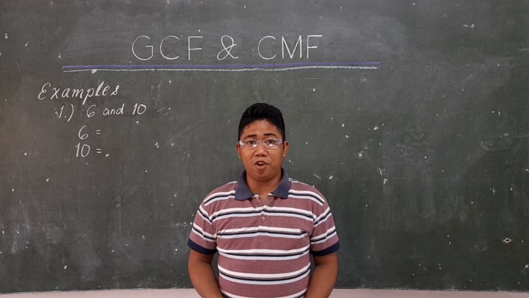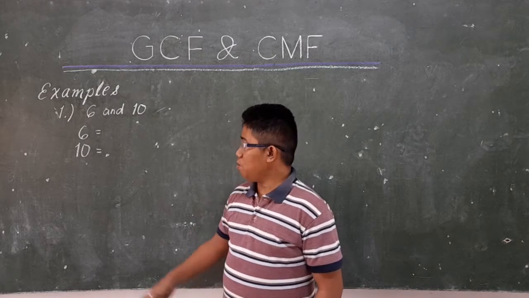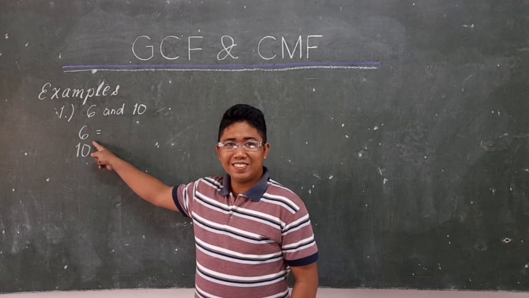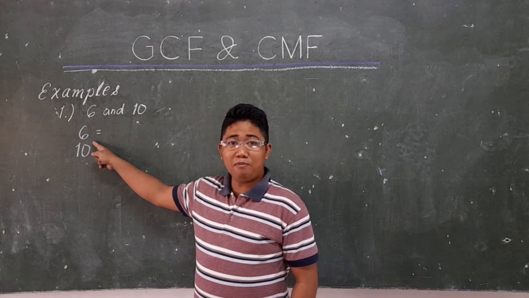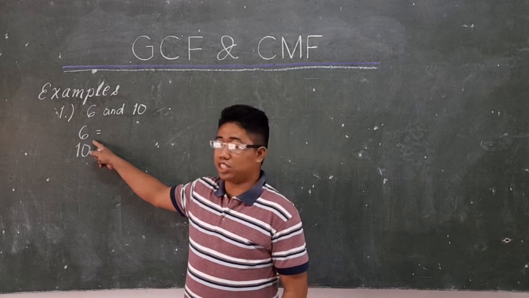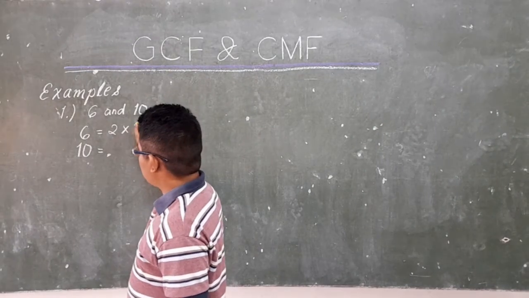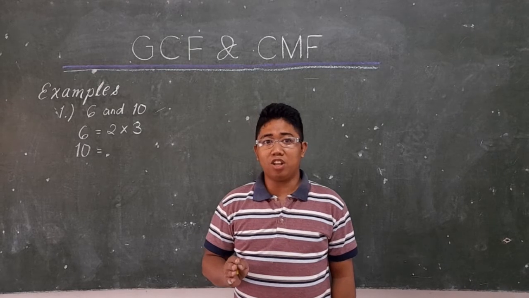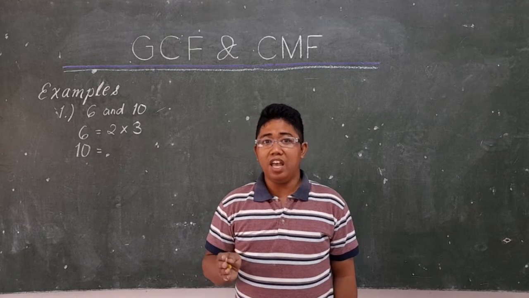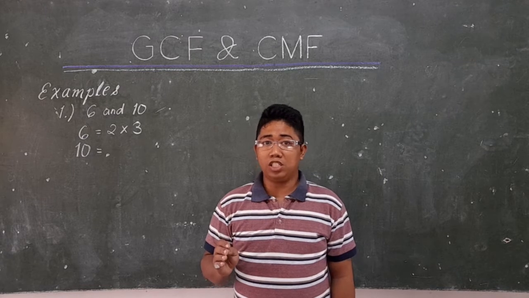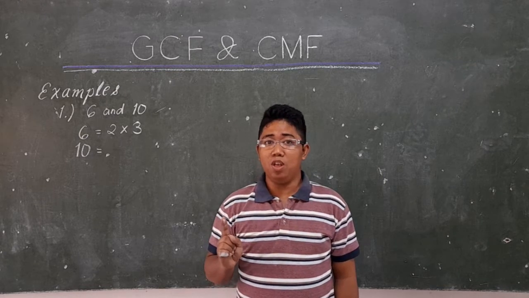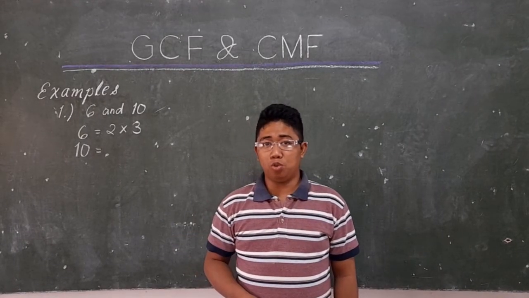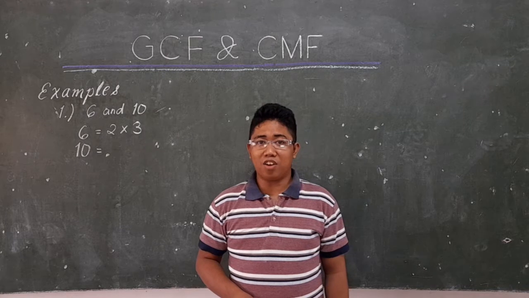So let us start with the first number, which is 6. What is the prime factorization of 6? Obviously, it is 2 times 3. Because 6 is divisible by 2, and 6 divided by 2 is 3. And 3 divided by 3 gives a quotient of only 1. So the factors of 6 are 2 times 3 or 3 times 2. How about the second number?